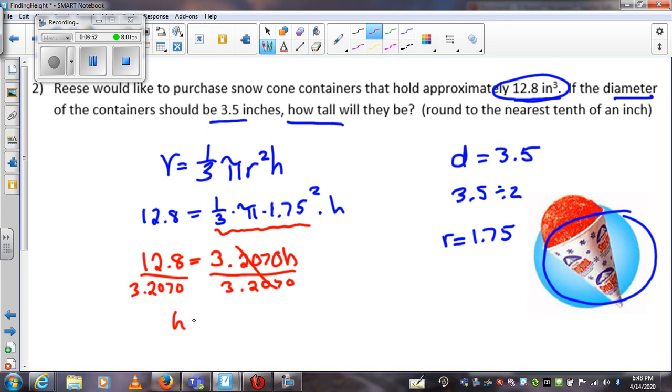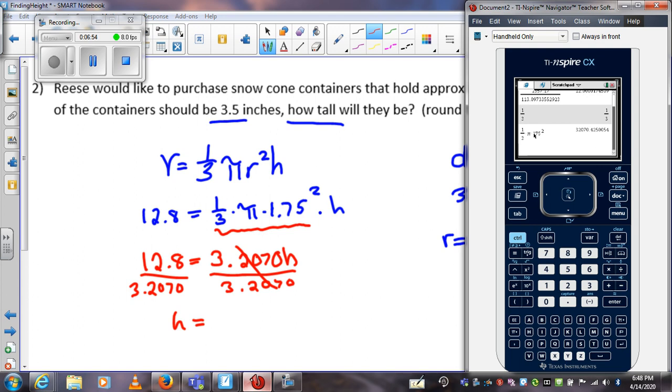And that means h is going to equal, so I'm going to pull this back out again. I'm going to go 12.8 divided by 3.2070. And it looks to me like 3.99.